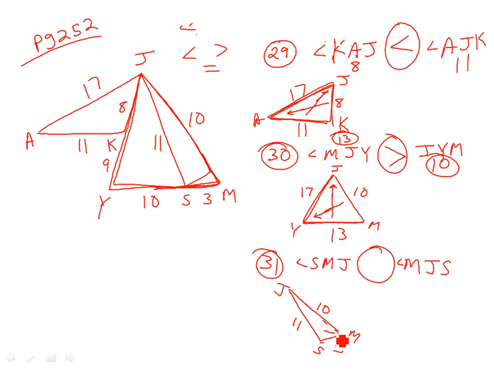All right, SMJ, Max, SMJ, that's this angle. Which side is it across from? 11. And MJS, that's this angle up here. Which side is it across from? 3. So greater than. 32.